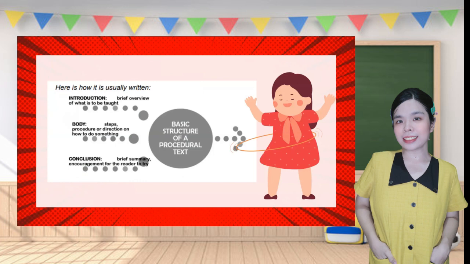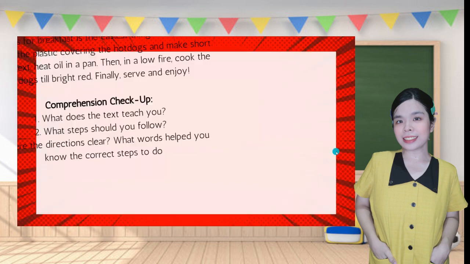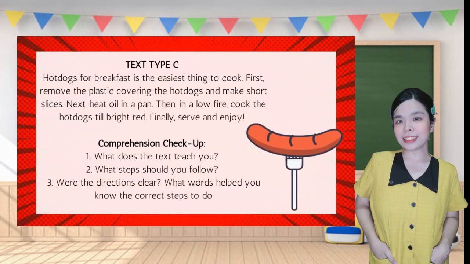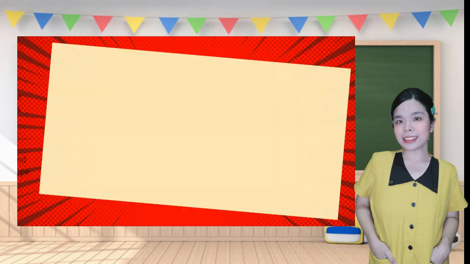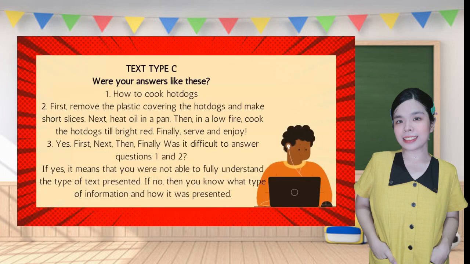So here in the example, the paragraph about hot dogs for breakfast is the easiest thing to cook. So were your answers like this? Number one, how to cook hot dogs.